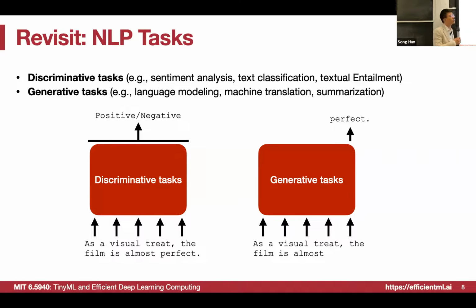There are two categories of natural language processing tasks. One is discriminative tasks, and one is generative tasks. For example, given an input sentence, "a visual treat, the film is almost perfect," we want to classify the sentiment of this sentence as either positive or negative. The second category is generative tasks: given the first couple of words in the sentence, predict the next word in the sentence.